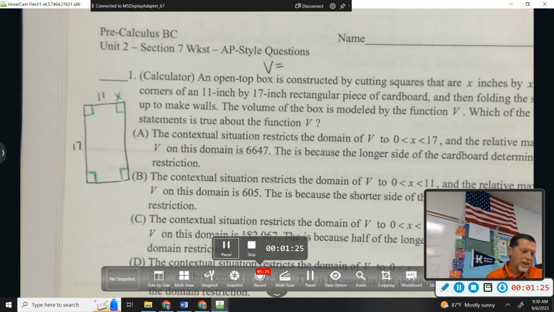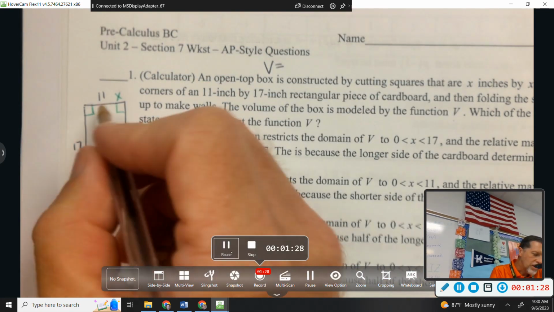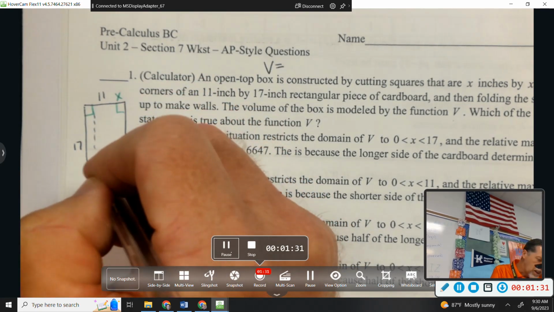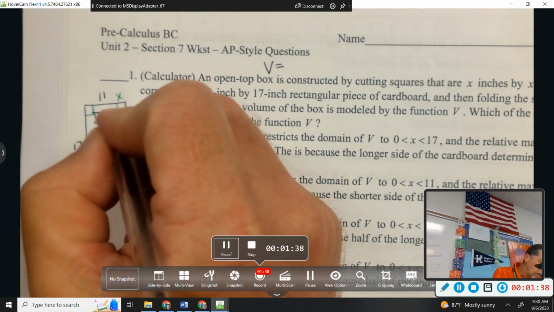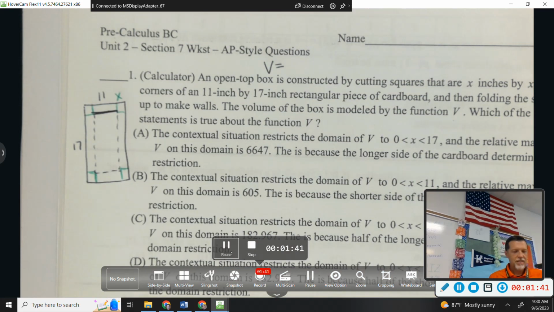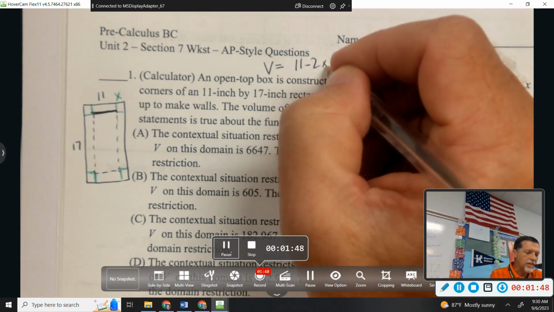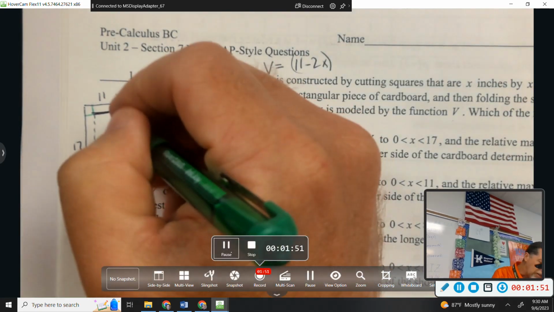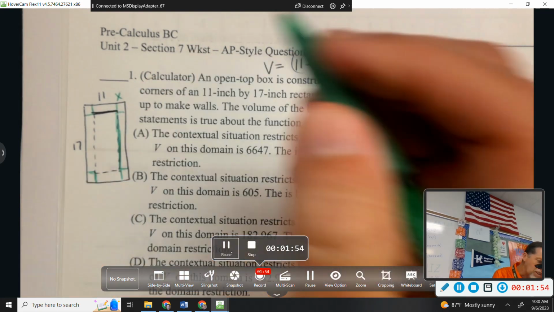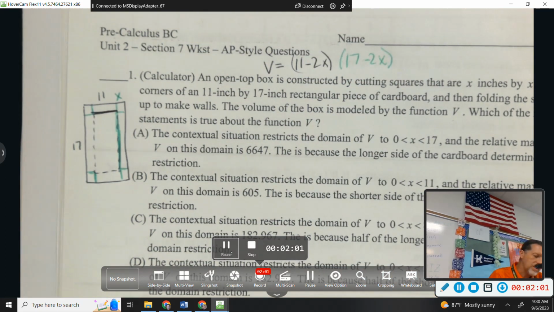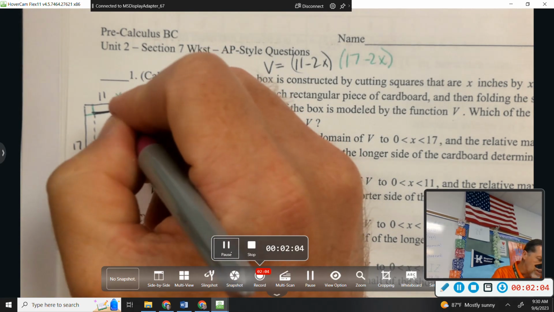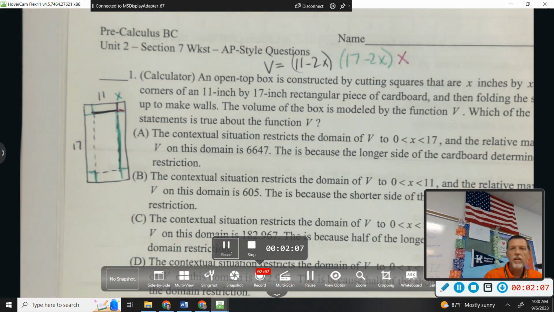So the volume is length times width times height. After it's folded, though. So after it's folded, this is one of the dimensions. How long is that after I fold it? Good. 11 minus 2x is that dimension. And then after I fold it, what's this dimension? 17 minus 2x. And how tall is the box after I fold it? X. So there's my function v that it wants me to ask questions about.